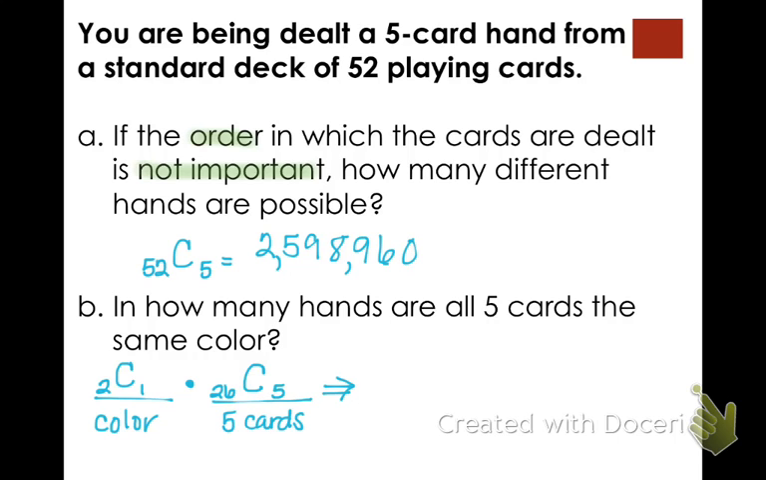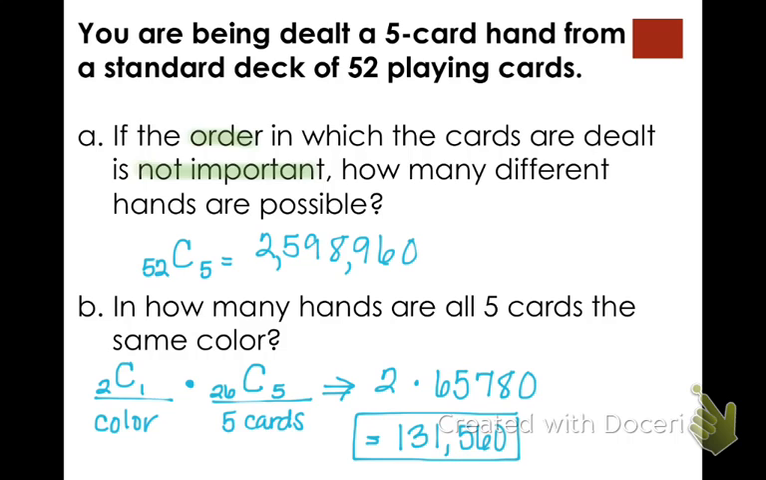How many ways are there to choose one thing out of 2 items? There's only going to be 2. The second one, I'm going to have to get the calculator out and do the formula, and I get 65,780. I'm going to multiply that by 2. And so the final answer of all the possibilities is 131,560.